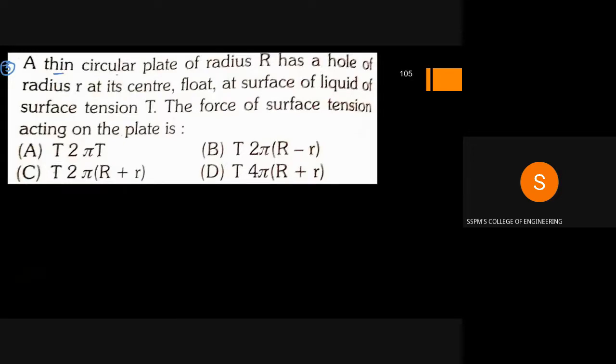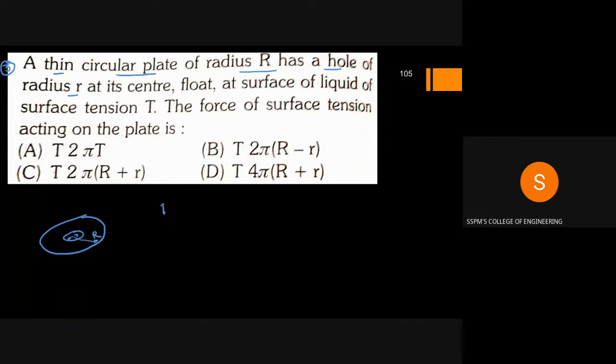A thin circular plate of radius R has a hole of radius r, that is a small r, at its center. Okay, so there is one circular plate like this. It has a central hole. So this radius is small r, and this radius is capital R. Okay, so it is floating on the liquid surface, and surface tension is T. Then the force of surface tension acting on the plate.